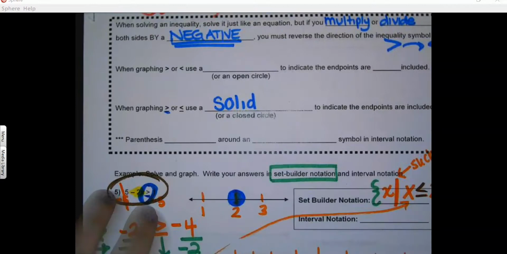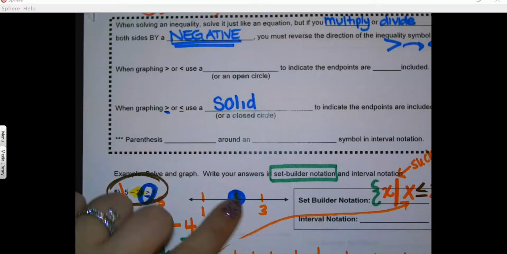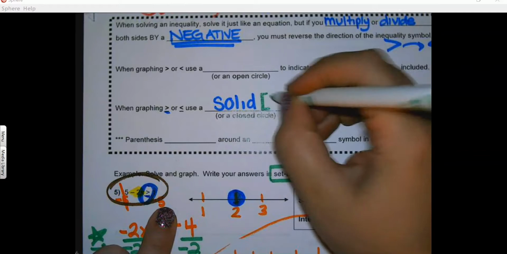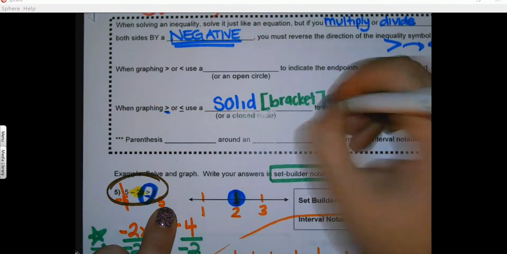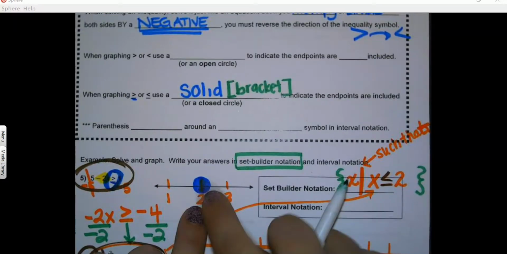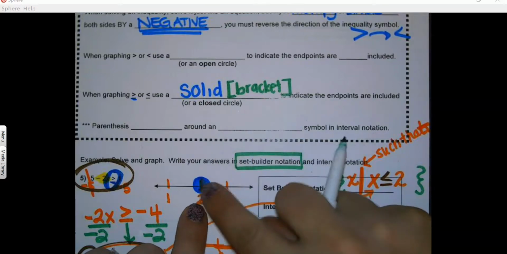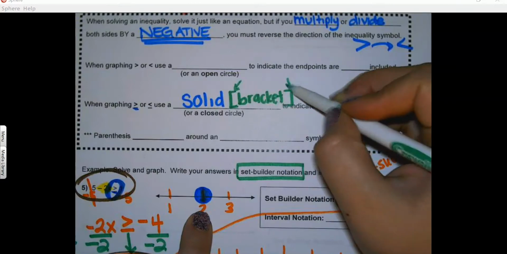Okay, so some books use circles. Now that we're in higher math, instead of using the circles, we're going to use brackets. So a bracket looks like this. So instead of putting the circle here, and I don't care if you put both, a solid circle and a bracket, there needs to be a bracket right here. But we don't know if we're going to use this bracket or this bracket.